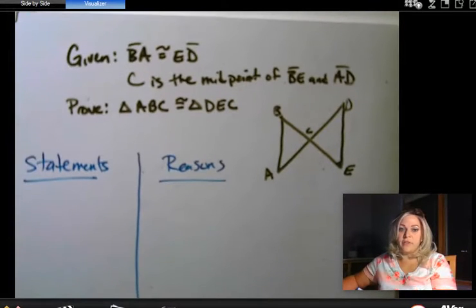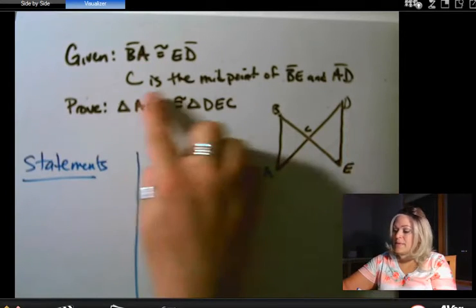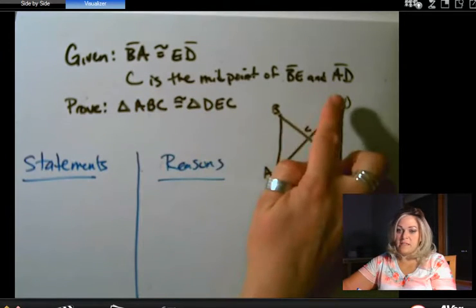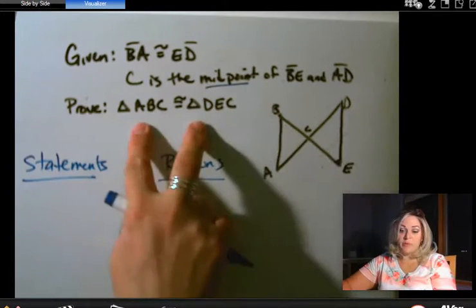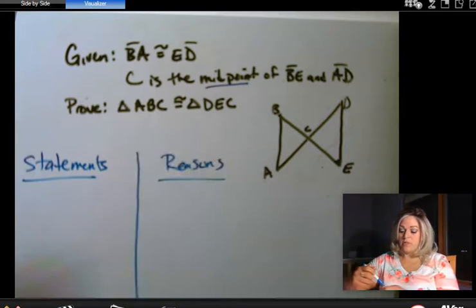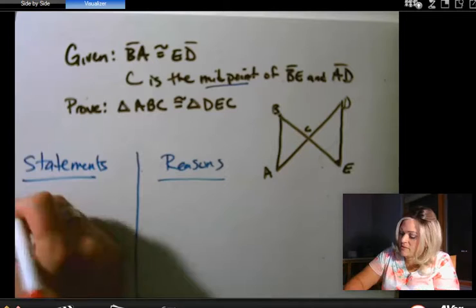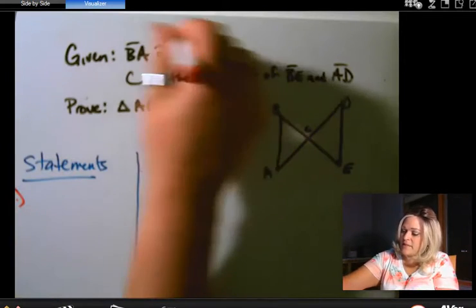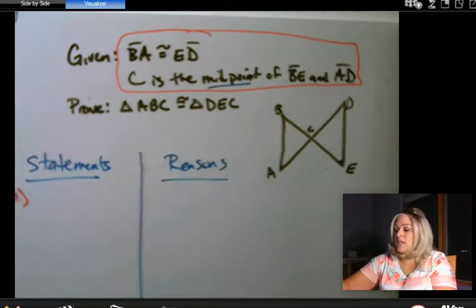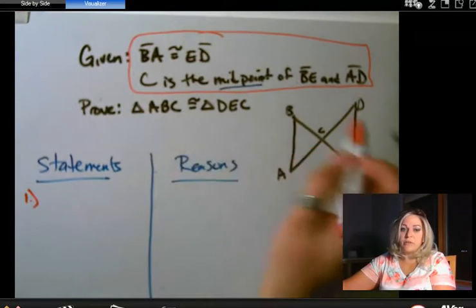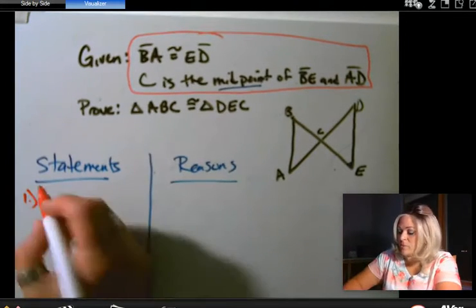All right, here's our next proof. I'm given that BA is congruent to ED. C is the midpoint of BE and AD. So there's a new vocab that we haven't used in a while, midpoint. And I need to prove that these triangles are congruent. So start just like you start every proof, write the given. So here's my statement. And I'm going to copy exactly this information. And it might be a good idea, especially as you're new at proofs, to actually highlight or circle or color code or something so that you know that you have the entire given, not just parts of it.